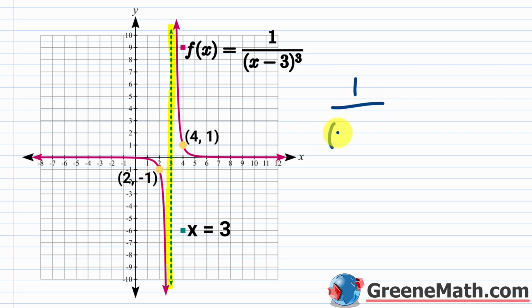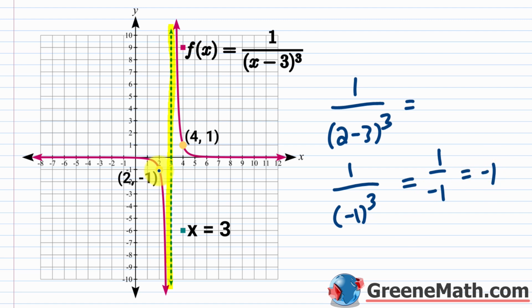And now if you plugged in a 2, you're going to get a negative 1. So 1 over, let's say 2 minus 3, and this is quantity cubed. Well, this equals 1 over negative 1 cubed. And now this is going to stay negative. Negative 1 cubed is still negative 1. So you get 1 over negative 1, which is negative 1. So this guy is down here now.